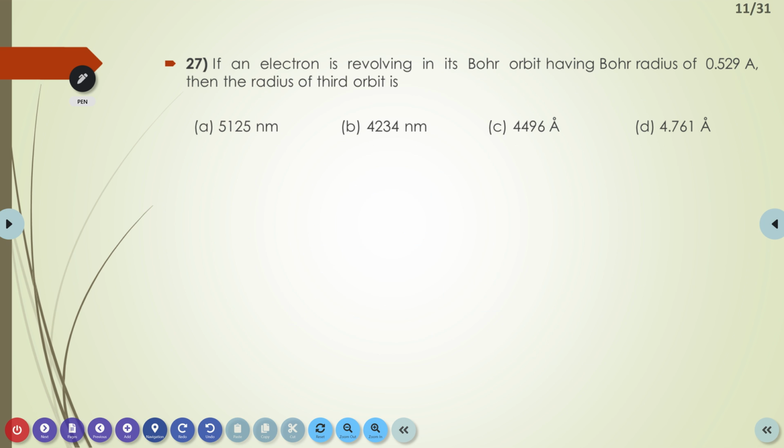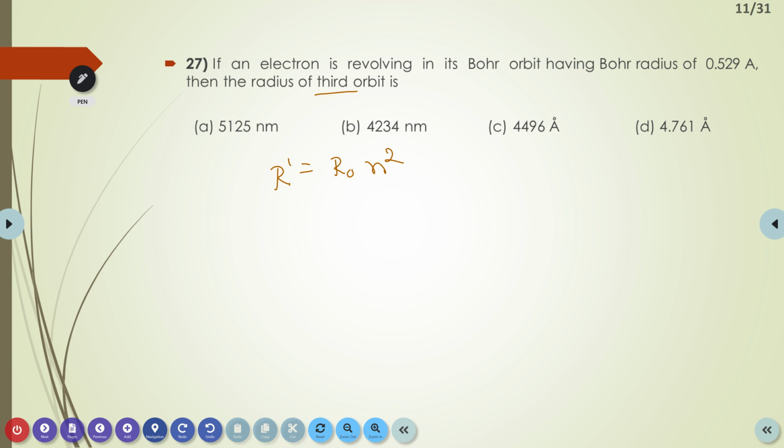If an electron is revolving in its Bohr orbit, having Bohr radius 0.529, then the radius of the third orbit, it is exactly similar to the previous problem only. Here r dash equals r naught into n square. You have to use it.